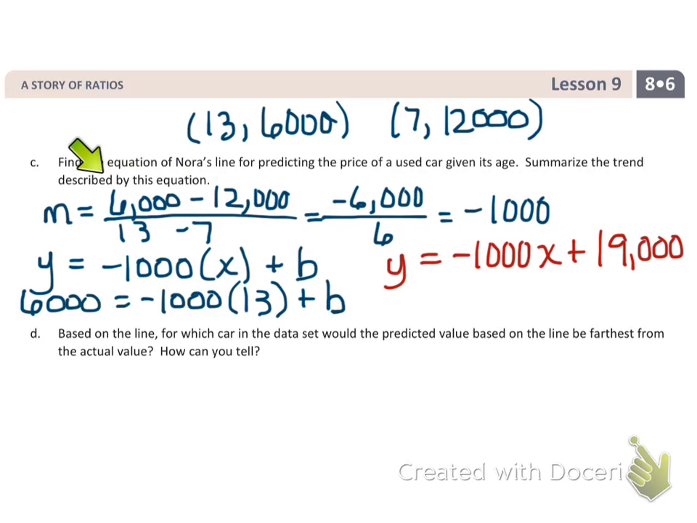So, yeah, that pretty much summarizes the trend described by this equation. So the car value is decreasing by $1,000 per year. Based on the line, for which car in the data set would the predicted value based on the line be farthest from the actual value, and how can you tell?